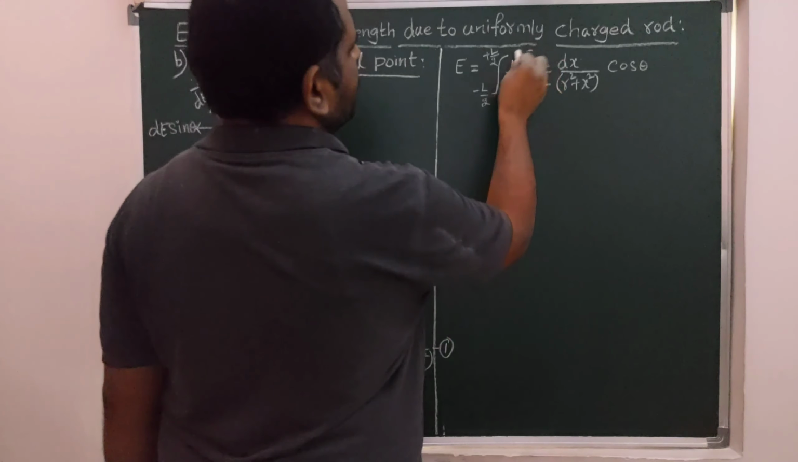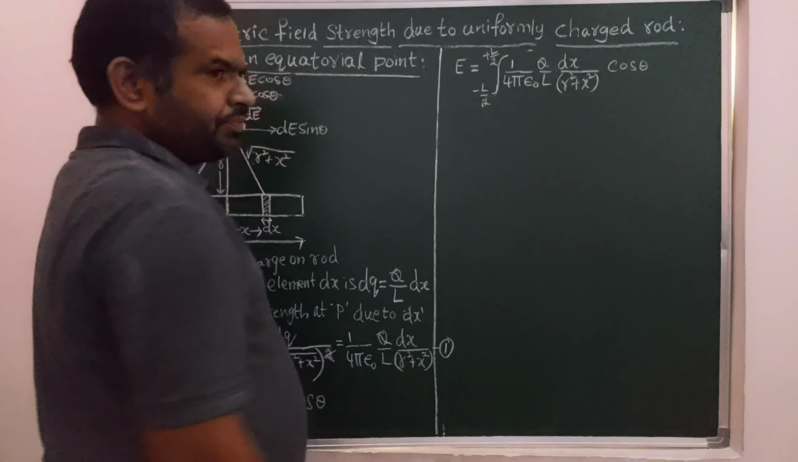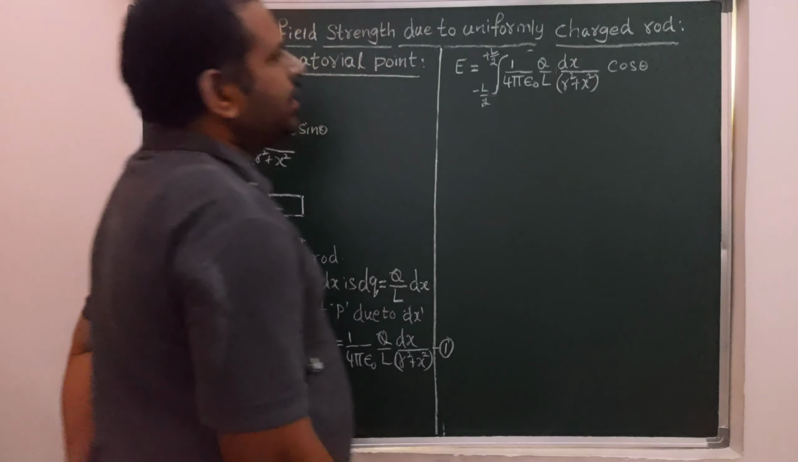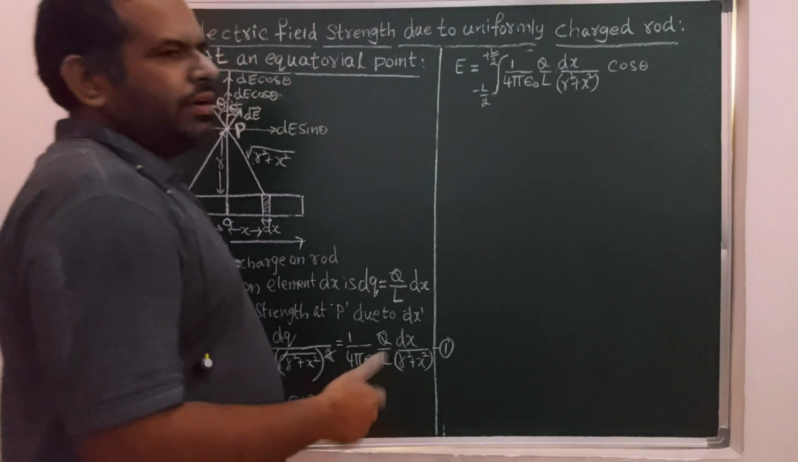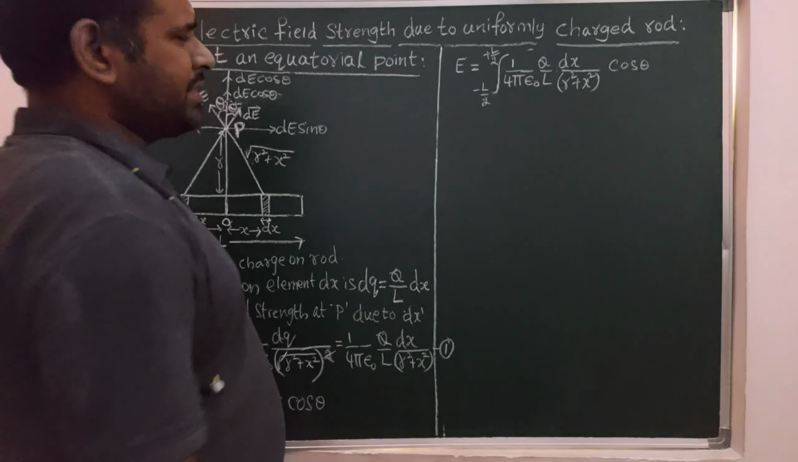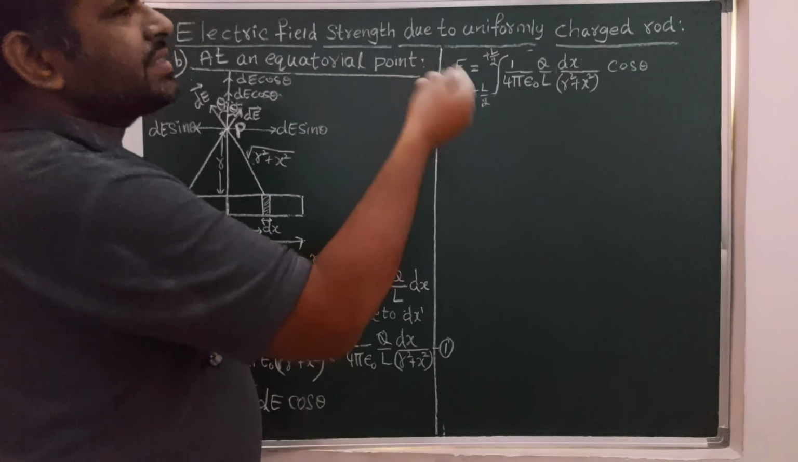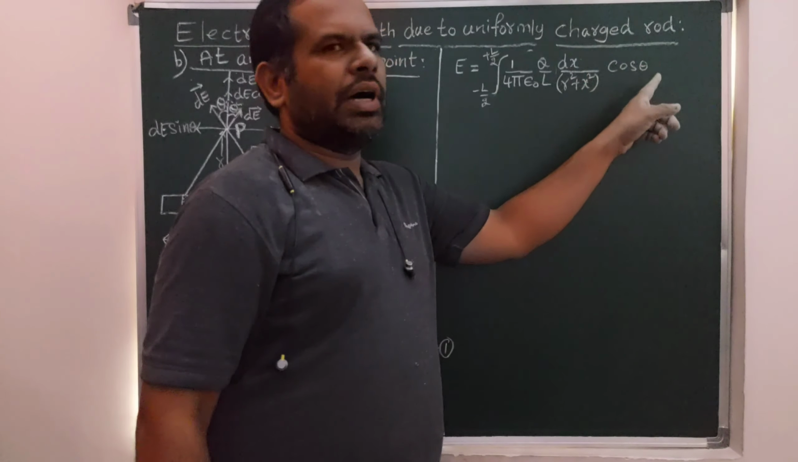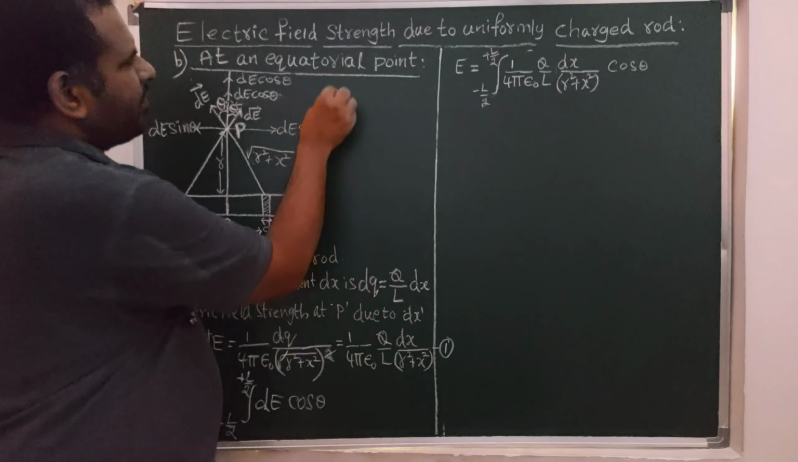So anyhow, this is constant. 1 by 4 pi epsilon naught into Q by L is a constant, we can write outside. But the remaining is dx by R square plus x square into cos theta. So if all terms are in x or all in theta, we can integrate. But some terms are in x, and next is cos theta. So either we convert cos theta into x terms, or convert dx into cos theta terms. For that, let us see the figure.